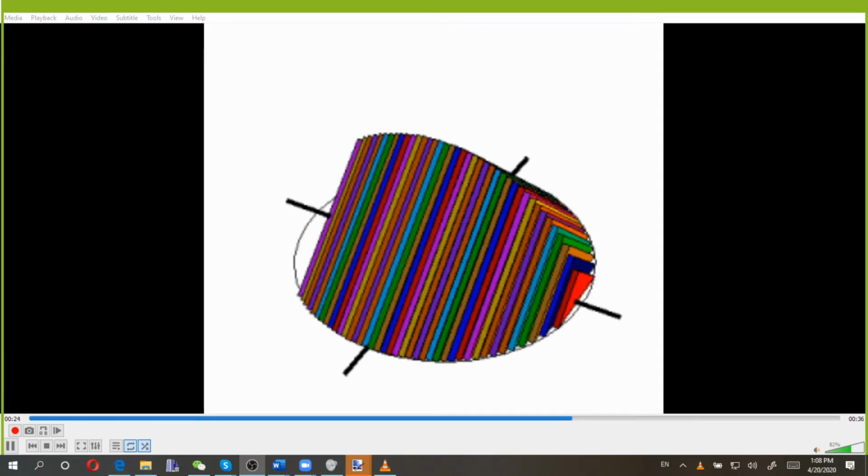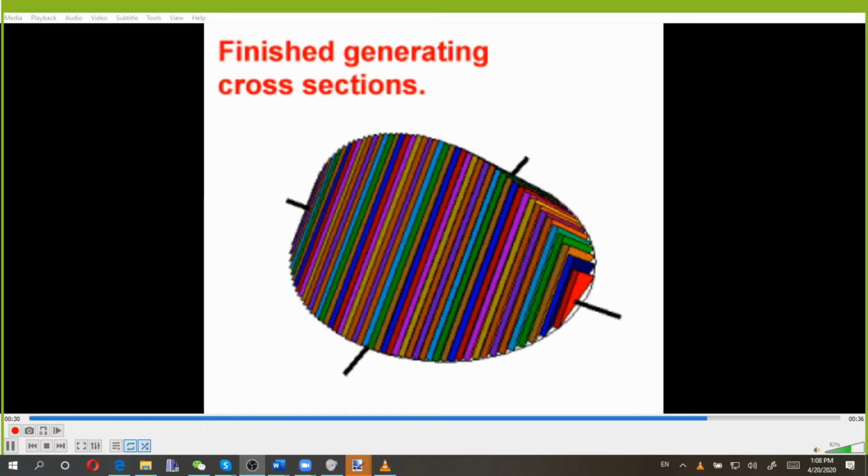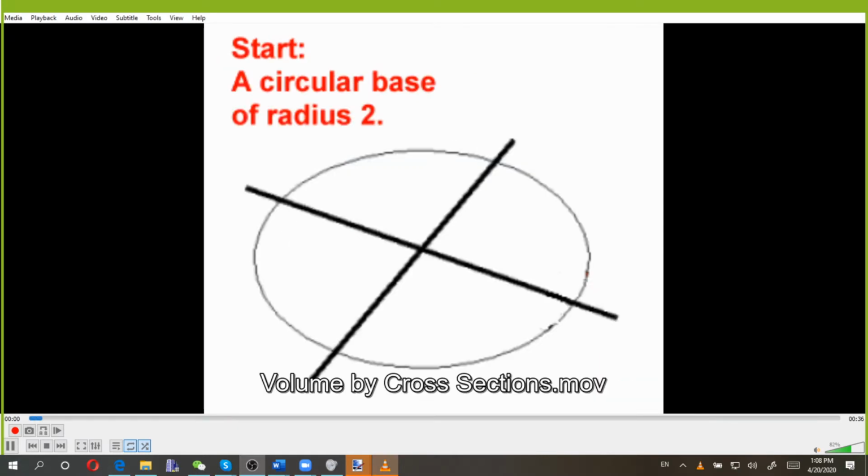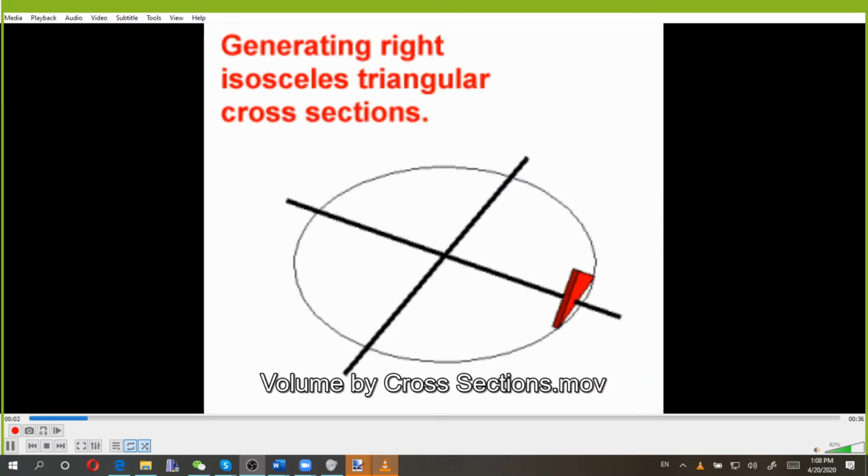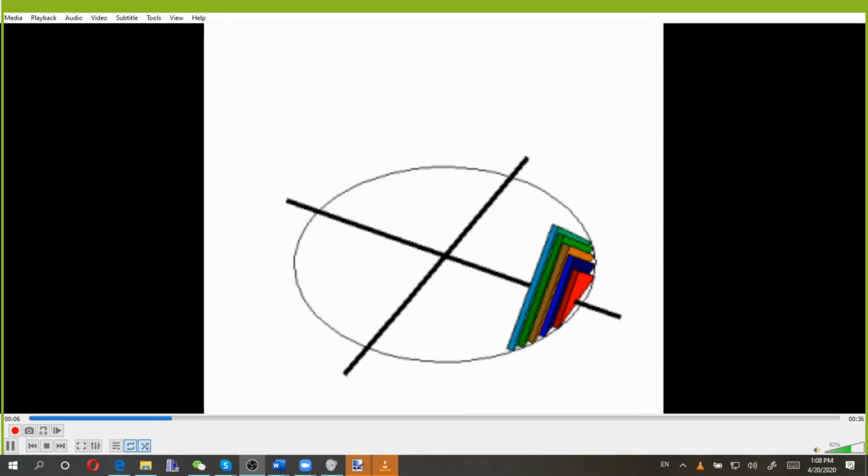We're going to be working with volume by cross sections today for the first time. So volume by cross sections, as the video is showing right now, is basically stacking a bunch of 2D images on top of each other in order to create a three-dimensional shape.